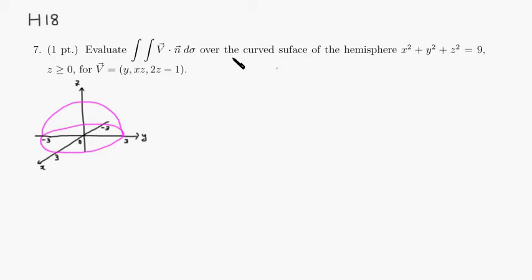Then V is equal to ⟨y, xz, 2z − 1⟩. We're talking about just the curved surface, so only this. But in order to use the divergence theorem, we have to include the bottom side. I'm going to call the hemisphere H, and the bottom side I'm going to call B.